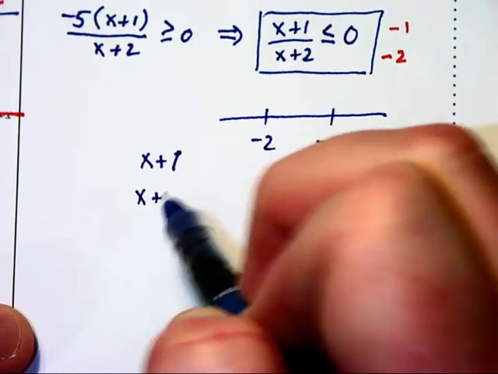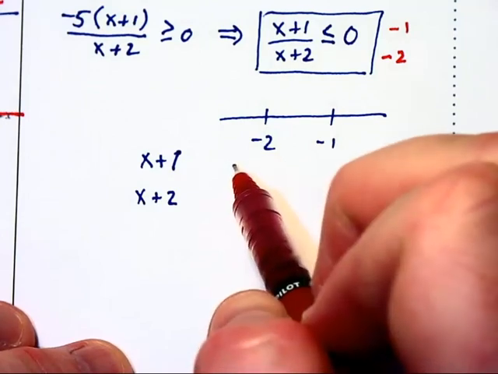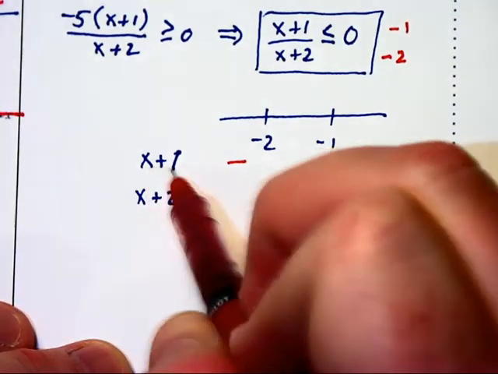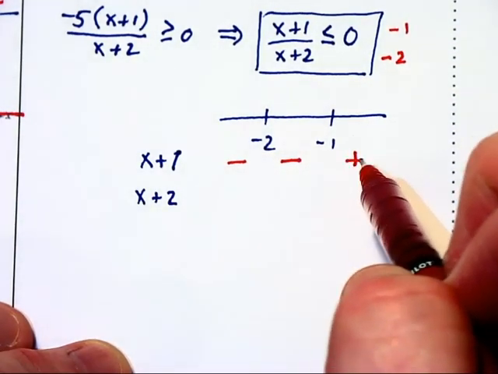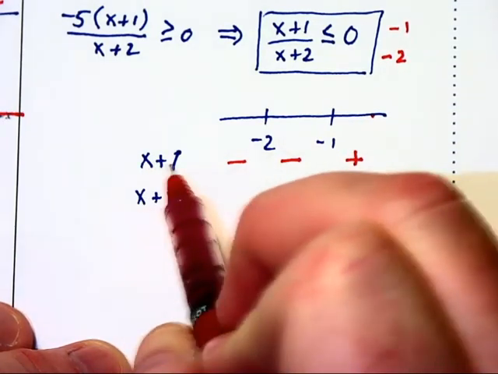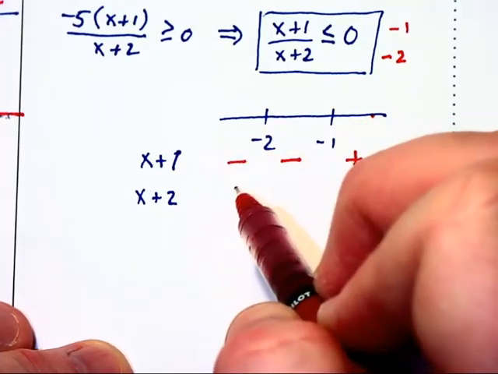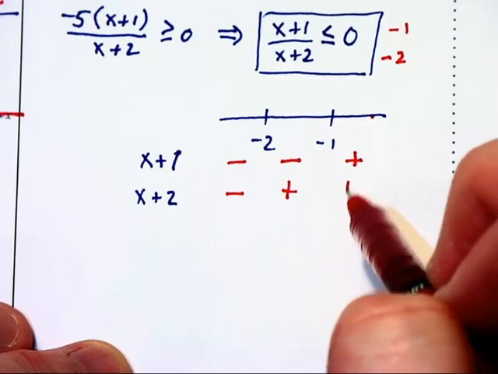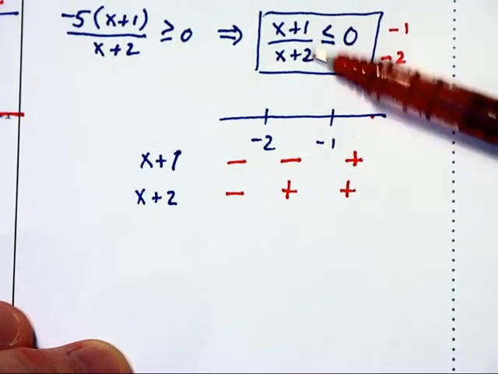When we substitute in values smaller than negative 2, we get negative in the x plus 1 numerator, negative right there, but we get positive values when we substitute values greater than negative 1. Something like 0. 0 plus 1 makes a positive. For the x plus 2, values to the left of negative 2 will produce a negative to the far left, a positive in the middle, and a positive on the right. And we are looking at the quotient of those two.